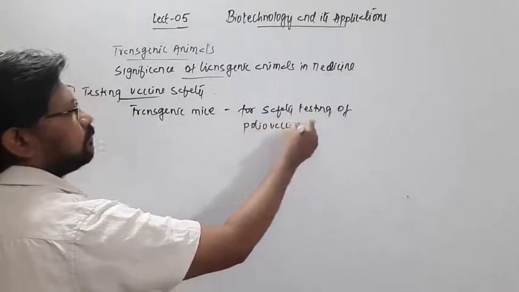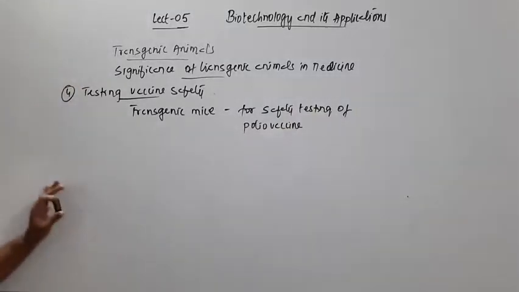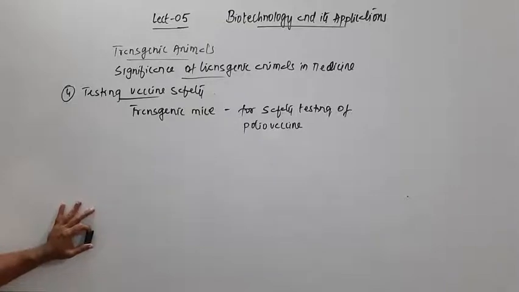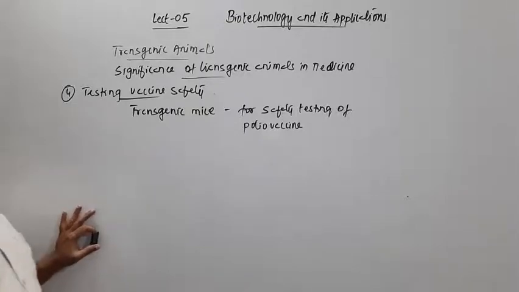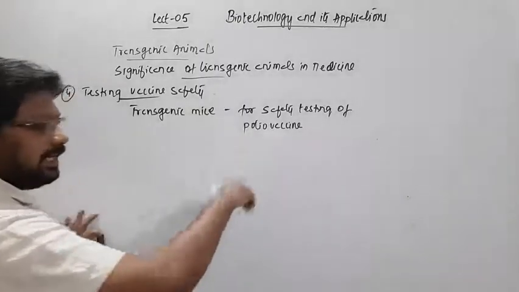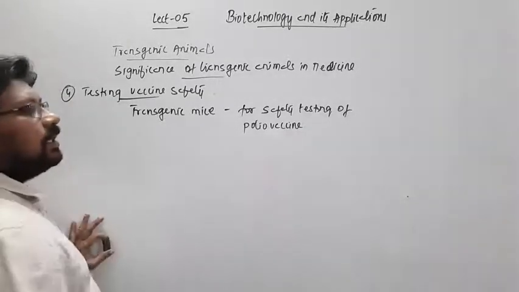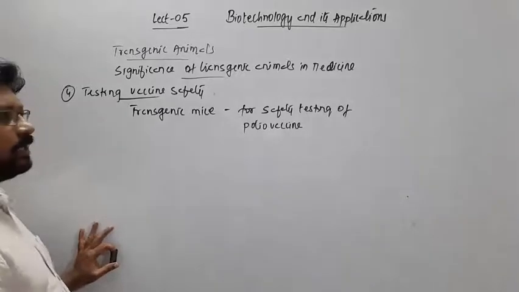Safety testing of polio vaccine. For that, we are using these transgenic mice. Now, the point is that if these transgenic mice are successful, we will be replacing the monkeys. Actually, in earlier days, we were using monkeys for this polio vaccine safety testing.